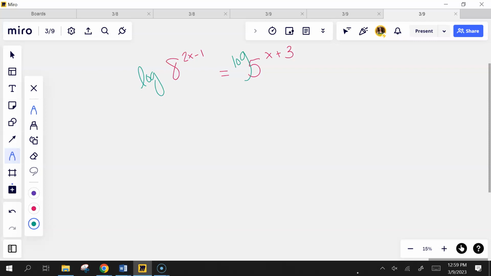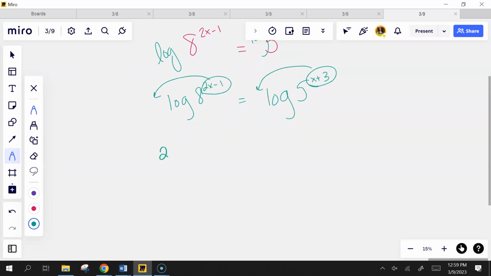All right, so I have log 8 to the 2x minus 1 equals log 5 to the x plus 3. I'm going to bring these exponents around front. So I have 2x minus 1 times log 8 equals x plus 3 times log 5. I'm trying to keep them separated for you here so you can see what's going on.